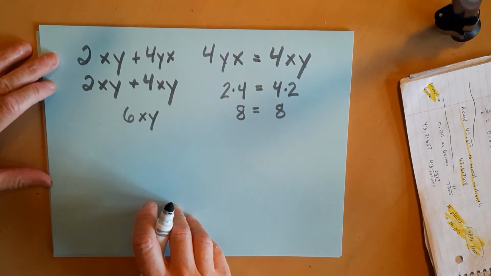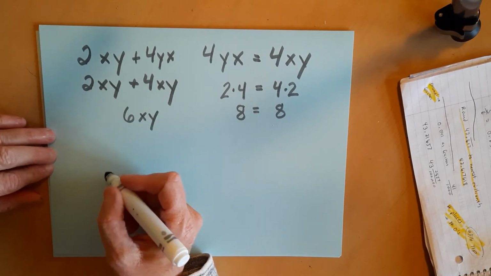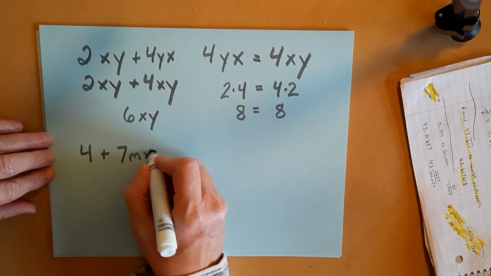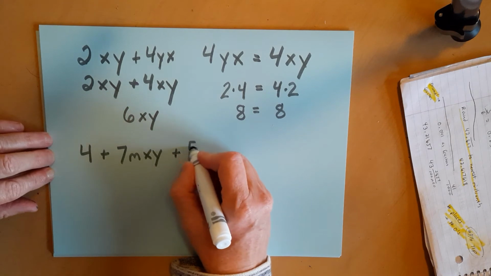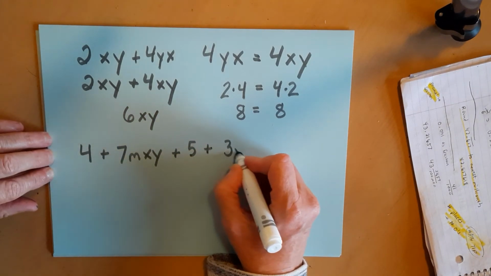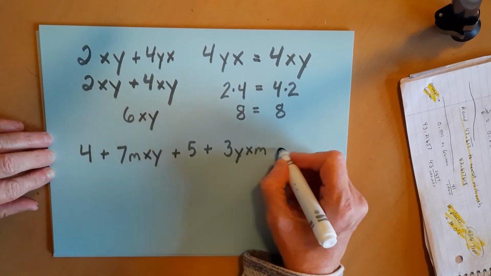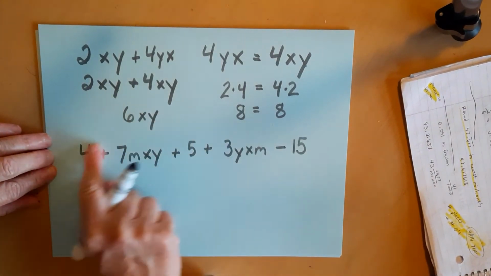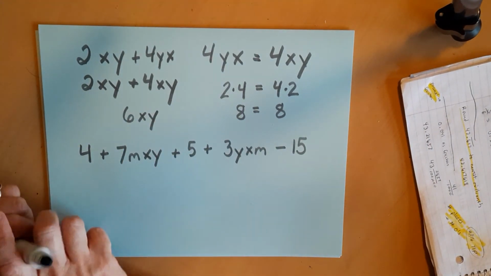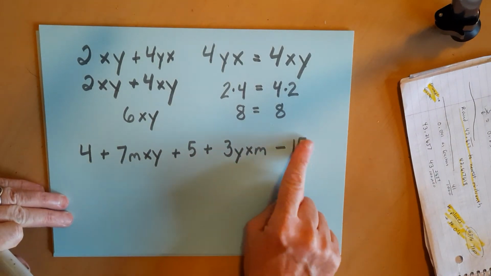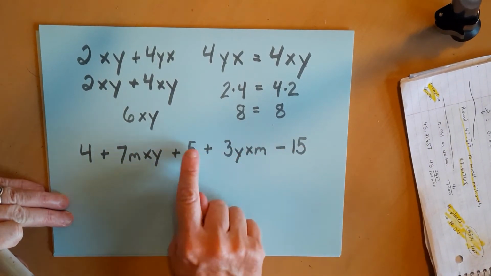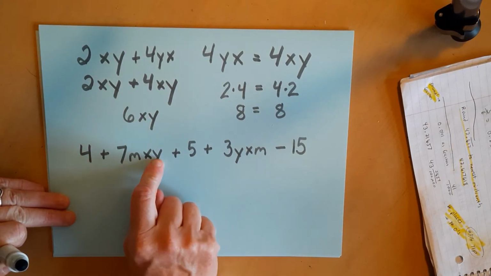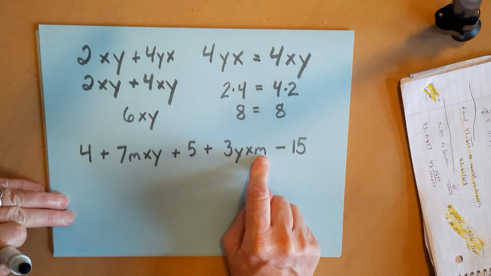So let's try a problem that looks like this. Let's try 4 plus 7mxy plus 5 plus 3yxm minus 15. We have to add all of these, and we can only add the terms that are like. In this problem, we see that there are 3 numbers. Those ones are similar, and they can be added together. The other thing that we see is we have 7 mxy's, and we have 3 yxm's.